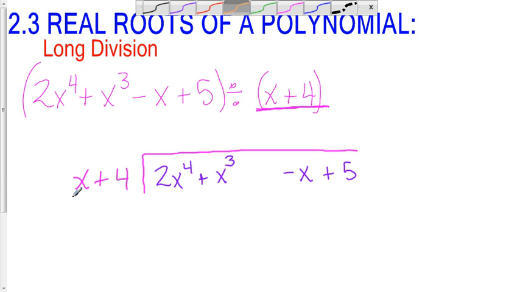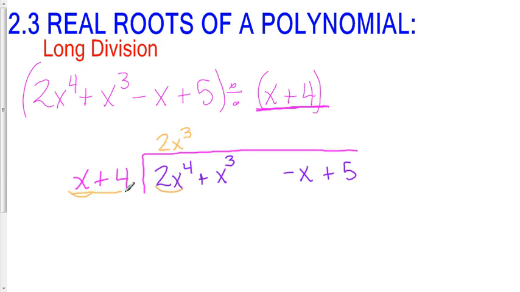Then once you get to this point, all you have to do is figure out what multiplied by just the first term gets you to the first term in the dividend. In this case, x times 2x to the 3rd is going to get you 2x to the 4th. When you write this number up here in your quotient, you multiply by the entire divisor. And so this would become 2x to the 4th plus 8x to the 3rd.